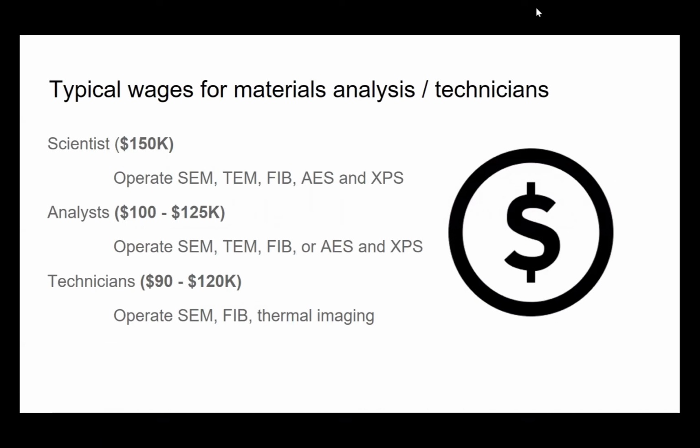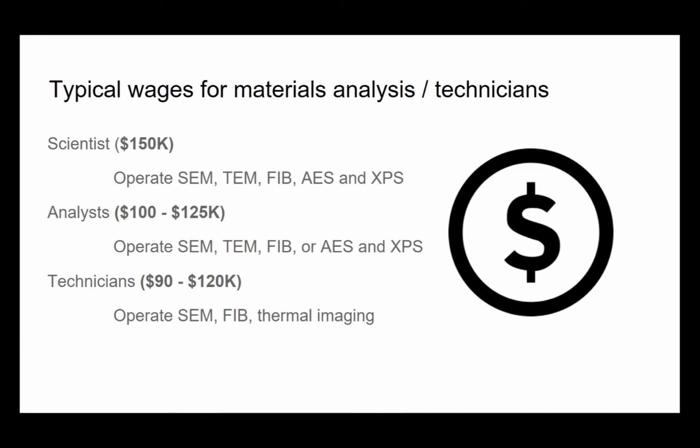Typical wages that we have in materials analysis and technicians are quite significant. Scientists can earn $150,000 a year. These are West Coast salaries. So Silicon Valley scientists operate multiple instruments. They have knowledge of materials and processes and complicated instruments. Analysts will have salaries that range from $100,000 to $125,000 a year. So that's a livable wage in Silicon Valley.